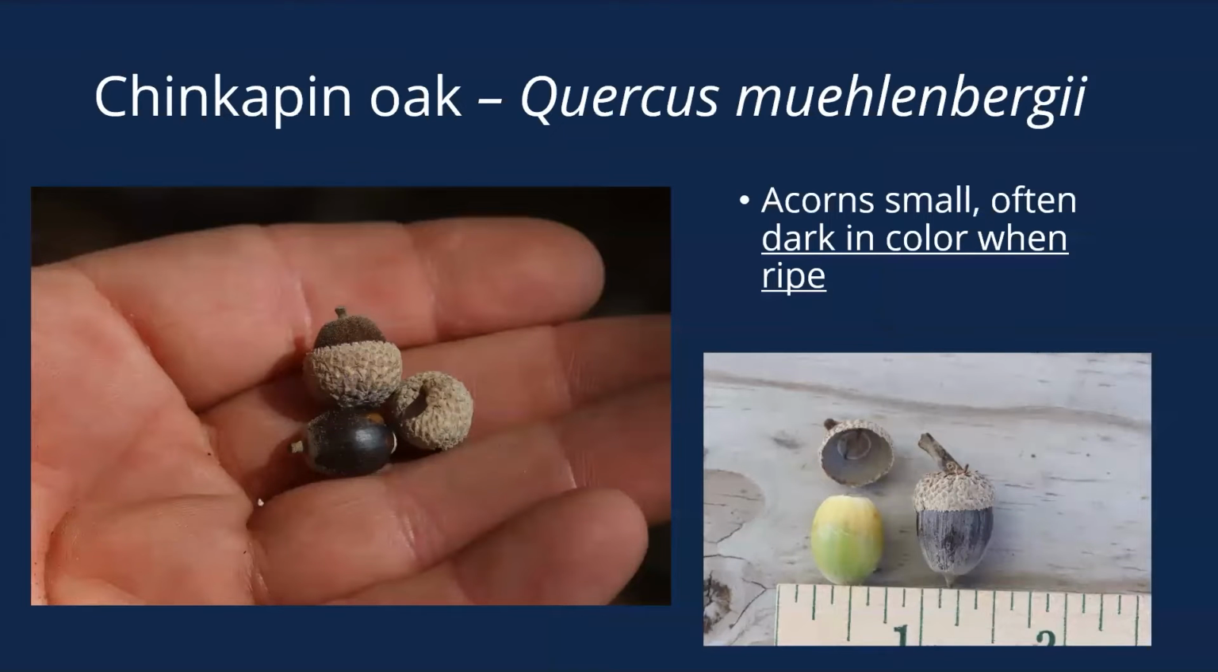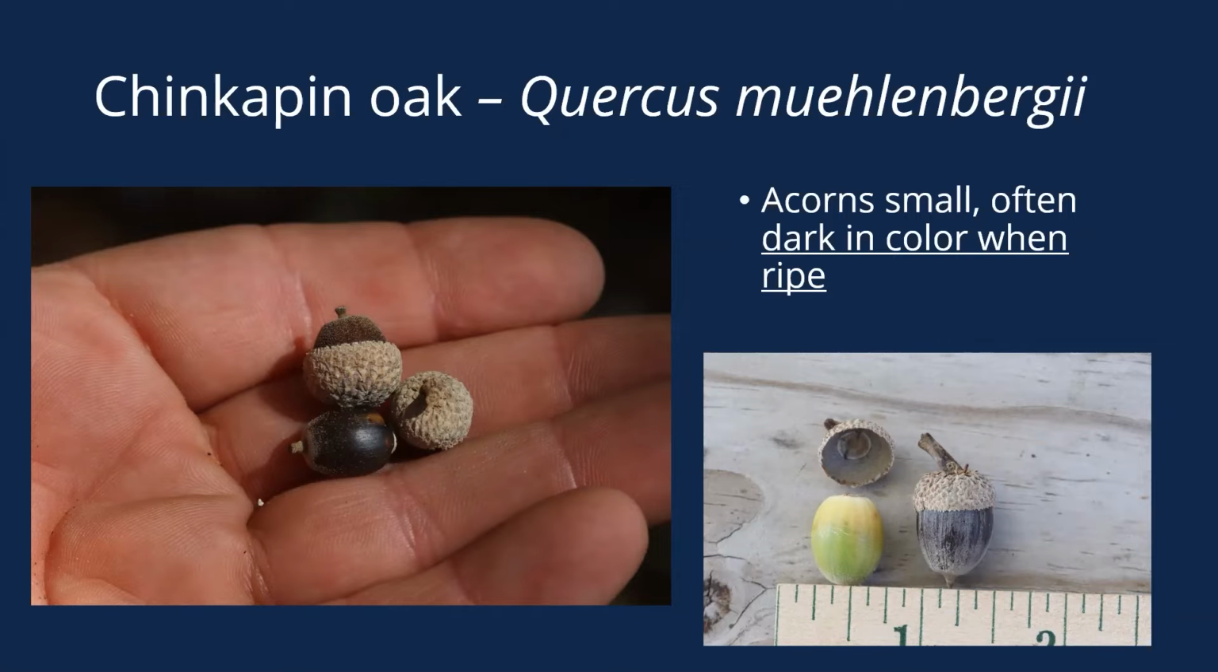Now the acorns on chinkapin oak are really different than a lot of the other oaks. Chinkapin can sometimes be mistaken for white oak if you can't see the leaves. They look a lot alike and they grow in some of the same habitats, but the acorns are very different. Chinkapin oak has some of the smallest acorns for a white oak, and they ripen to an incredibly dark color, almost black. They also happen to be typically the most preferred acorns for wildlife. They tend to be really sweet, low in tannin content, and you'll see animals really going for those chinkapin oak acorns first before they move on to the other acorns.